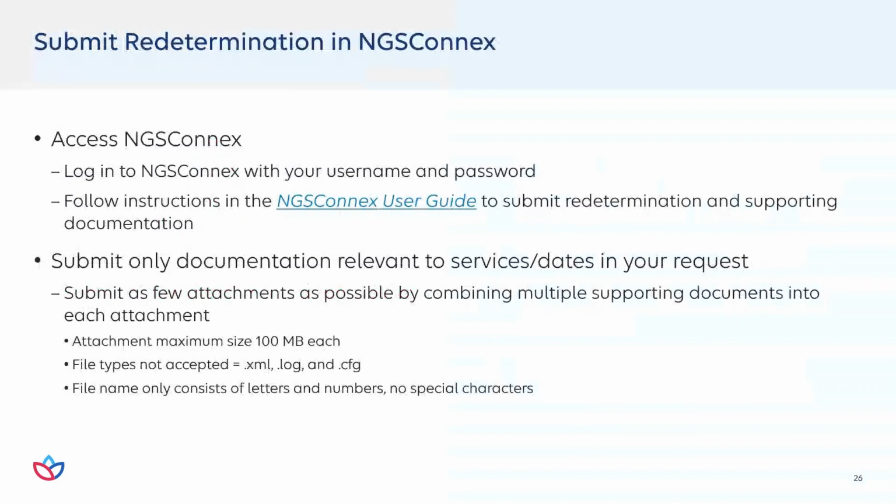Your other option for submitting appeals is submitting your redeterminations in NGS Connect. Again, we offer tons of webinars on NGS Connect. You would log in with your username and password, and make sure you don't share it with anybody else within your facility. You can follow the instructions within the NGS Connect user guide to submit your redetermination and supporting documentation. That user guide contains very clear but detailed instructions.